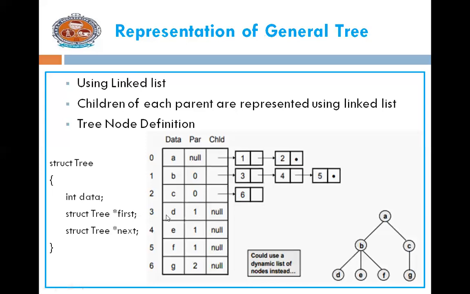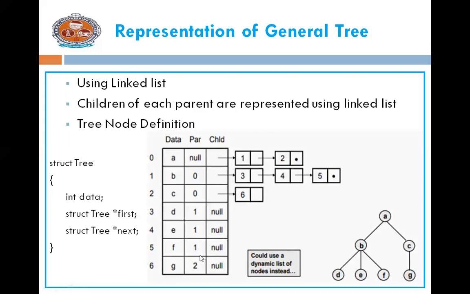And the next one is D, E, F. For all the 3, that is D, E, F, the parent is B. The parent B node number is how much? It is 1. That's why here the parent node number is 1. For D, E, F, the parent number we are giving as 1. And next, about the children of D, E, F, because they themselves are leaves, they don't have any children. That's why we have put it as null, null, null.